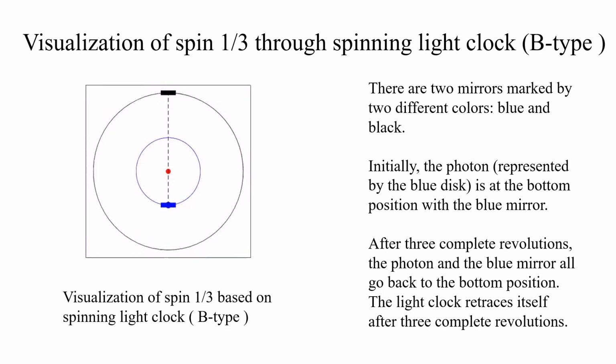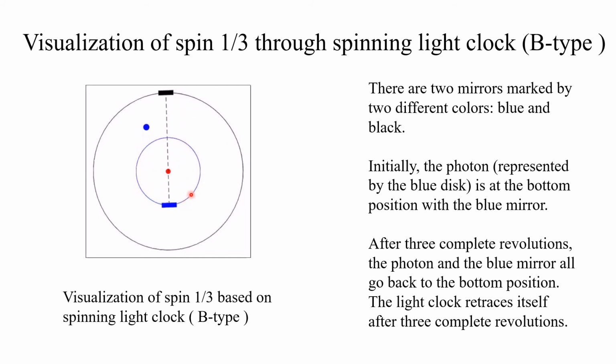This is to visualize spin 1/3 through B-type spinning light clock. Initially, the photon is here at the bottom position, and then the light clock starts spinning. Next step, we will have half revolution. Half revolution in here. Okay, we got half. And in the next step, we will have one complete revolution. Here, we wait for the moment of 1. Okay, here we have one complete revolution.